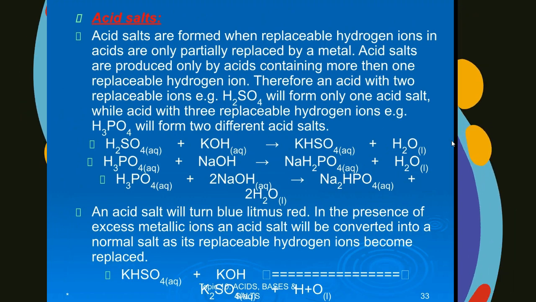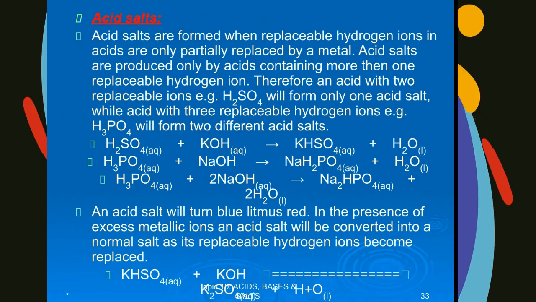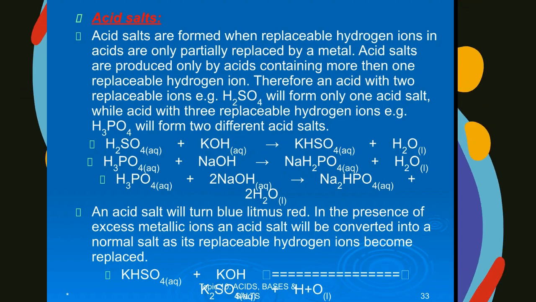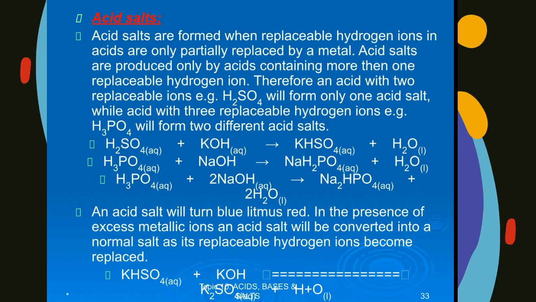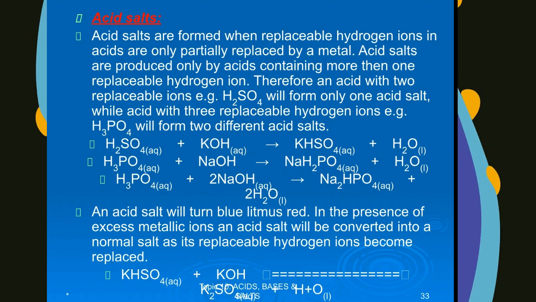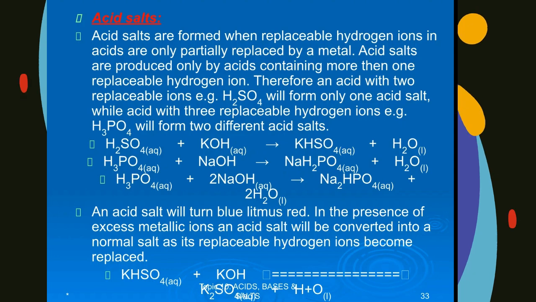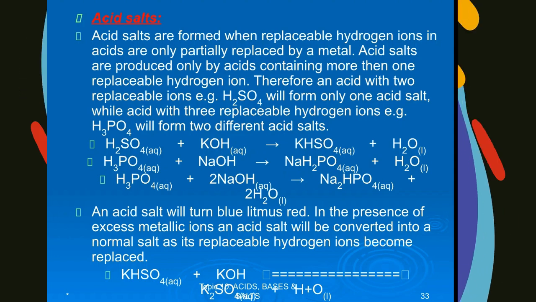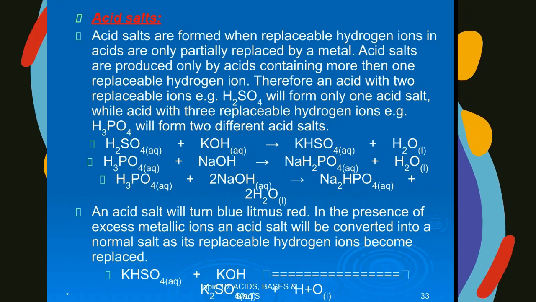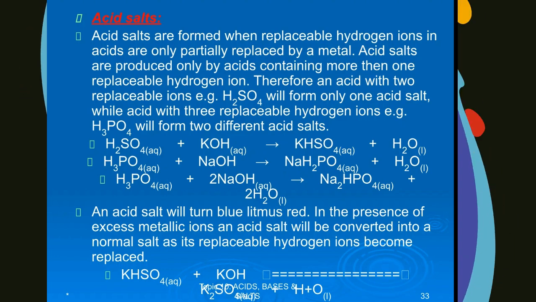So, H2SO4 plus KOH gives rise to KHSO4 plus H2O. Then H3PO4 plus NaOH gives rise to NaH2PO4 plus H2O. Then H3PO4 plus 2 NaOH gives rise to Na2HPO4, like that. An acid salt will turn blue litmus to red in the presence of excess metallic ions. An acid salt will be converted into a normal salt as its replaceable hydrogen ions become replaced.